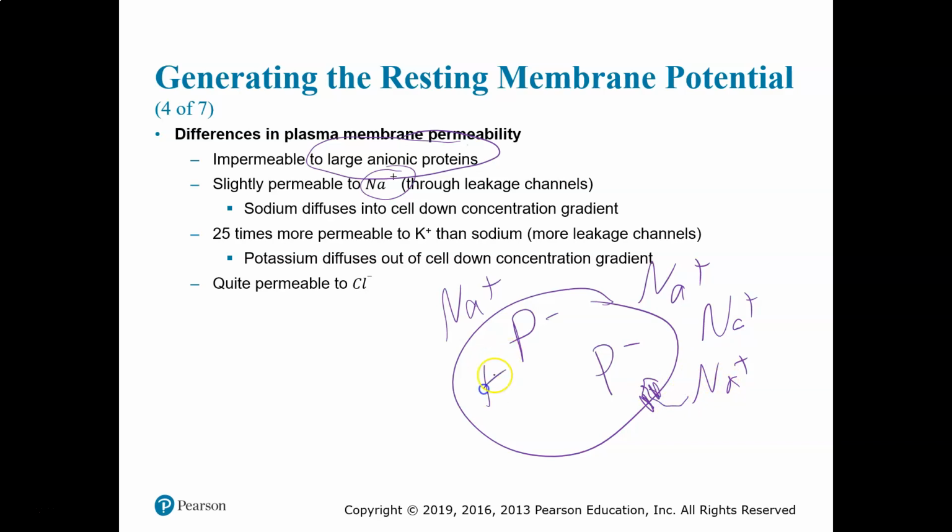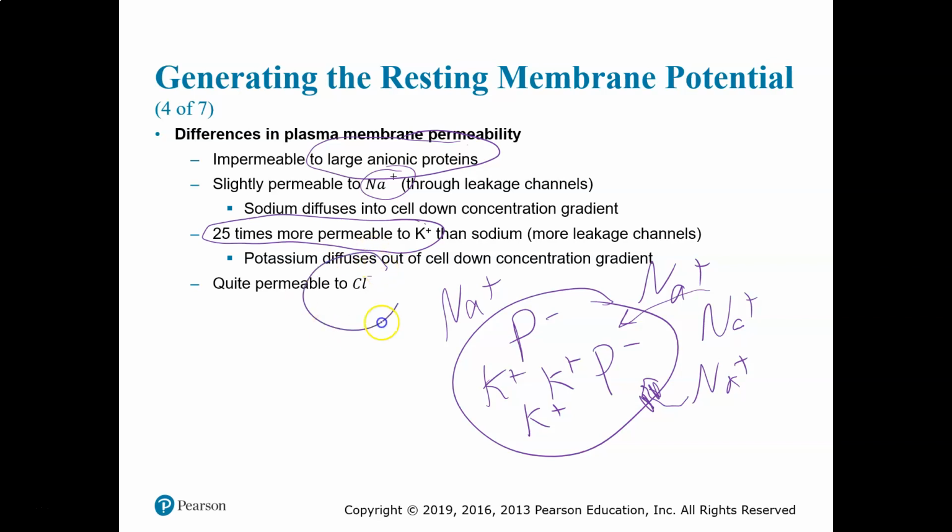And then there's a high concentration of potassium inside the cell because the sodium-potassium pump is pumping potassium in and sodium out. And so it says that sodium will diffuse into the cell down its concentration gradient from high to low, which means it's going to move in. And potassium, which the plasma membrane is 25 times more permeable to, that means that it has more leakage channels. Potassium diffuses out of the cell faster than sodium diffuses in.